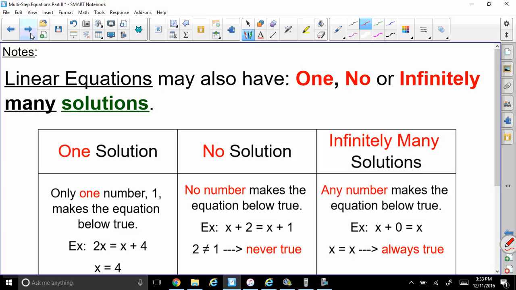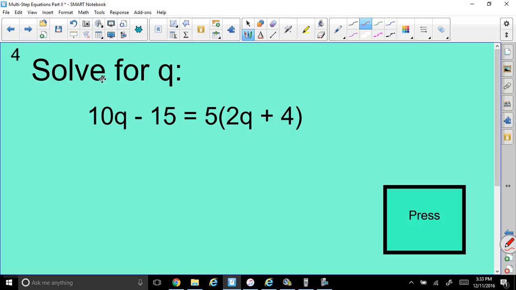So let's try a couple and see where we go. Let's look at this one. Q is what we want to solve for. 10Q minus 15 equals 5 parentheses 2Q plus 4. So let's distribute on the right side and see what we have here. 5 times 2 is 10. Don't forget the Q. And 5 times 4 is 20.